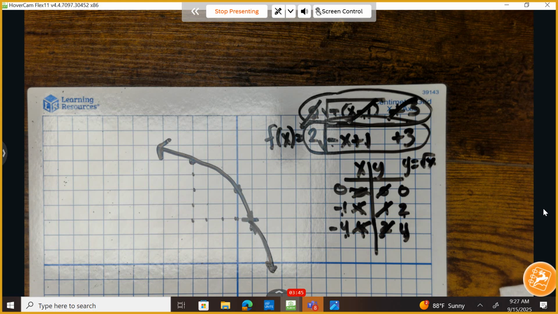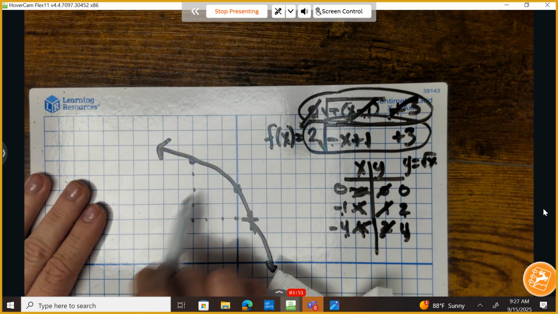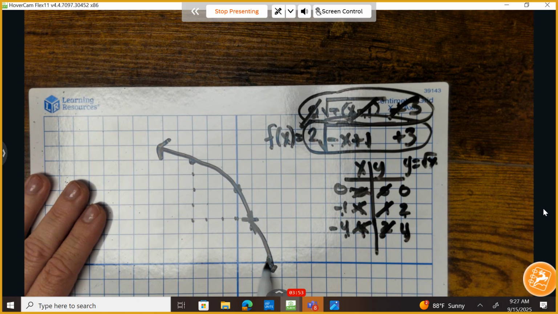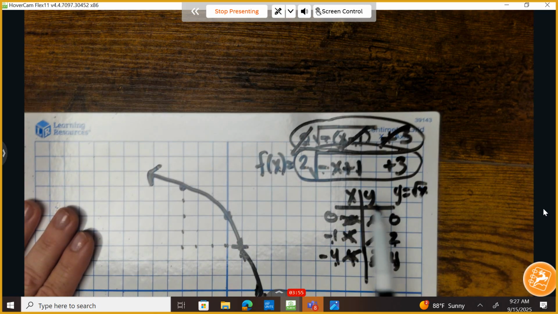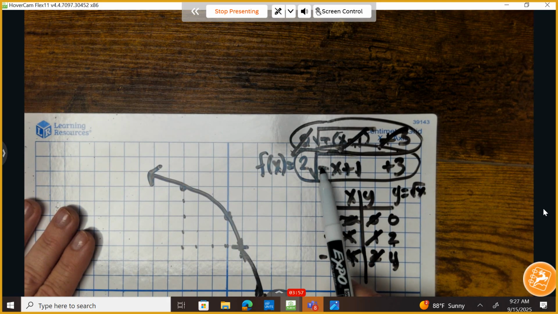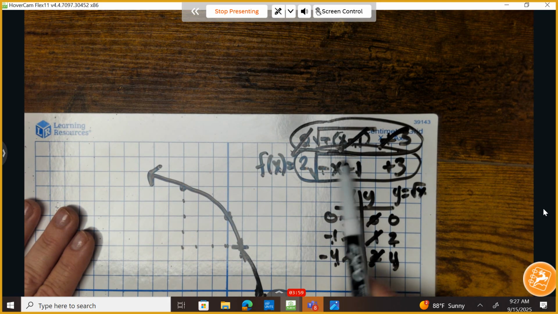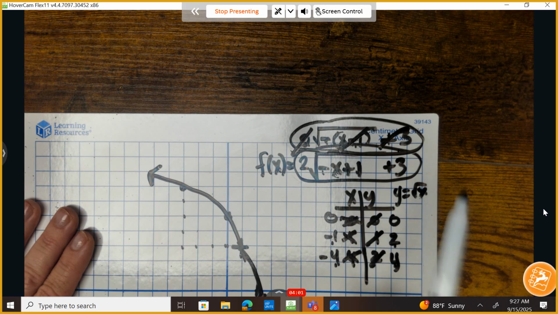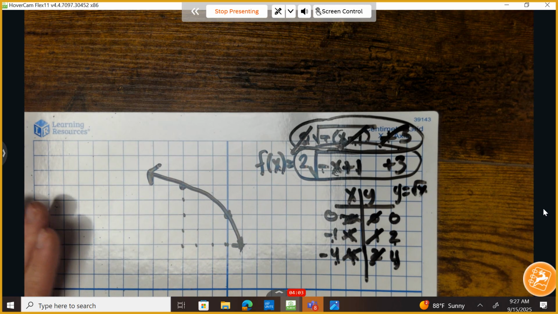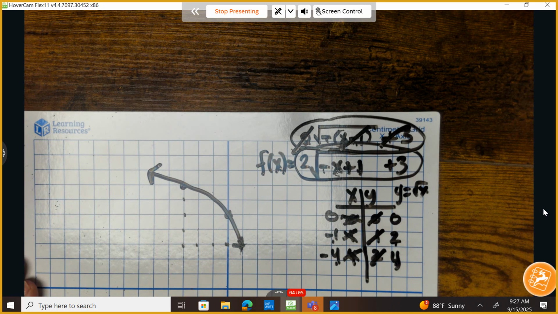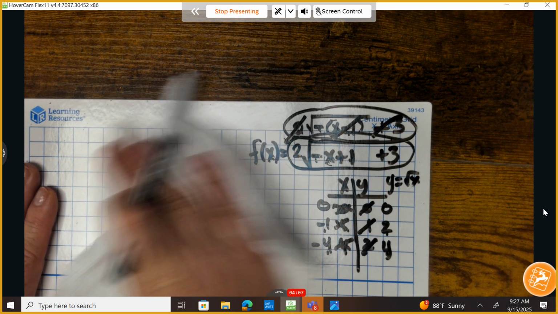Remember, we have rules for domain, and you can see those rules right up there at the very top of the board. There is a set rule. So if this was true, I could plug in 2 here, but look up here. If I plugged in 2 for x, -2 plus 1 would be -1. Can I take the square root of -1 and get a real number? No, that's why it stops right here. It's going to align to our domain. This would be my function.